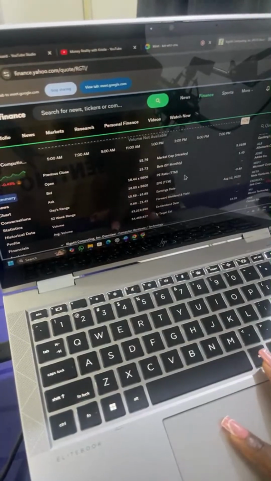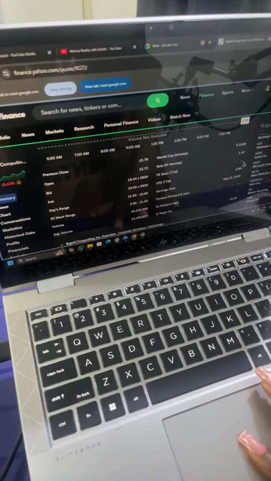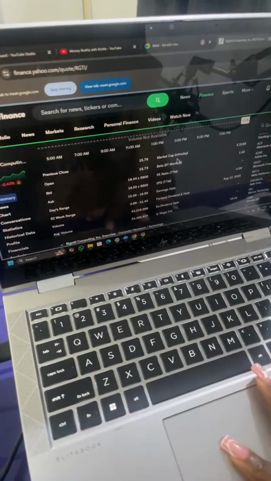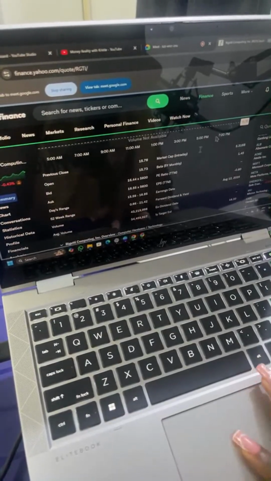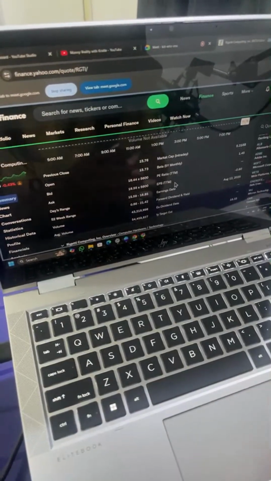Now, EPS, PE ratio, price earnings ratio, simply tells us how expensive a stock is. Here, we're not seeing anything, so we'll be comparing this with other companies in the same sector and industry. EPS is what we call earnings per share.